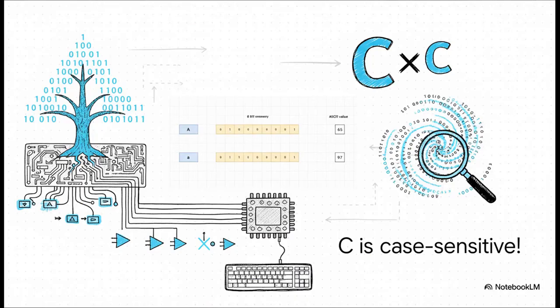And this is a perfect example. The uppercase A, to the computer, that's the number 65. But the lowercase a, that's 97. To us, they are the same letter, but for the computer, totally different things, each with its own unique binary code. And that right there is the fundamental reason why C is a case-sensitive language. Age is not the same as age.